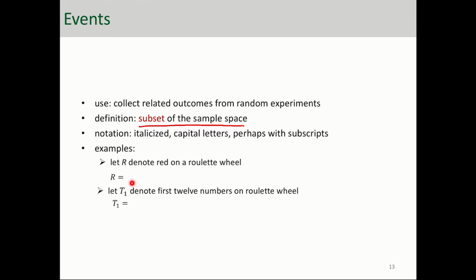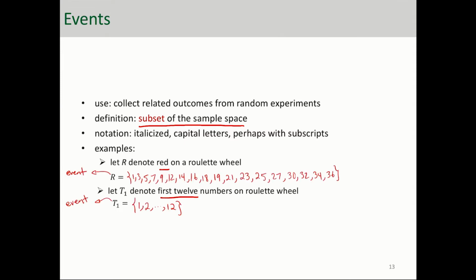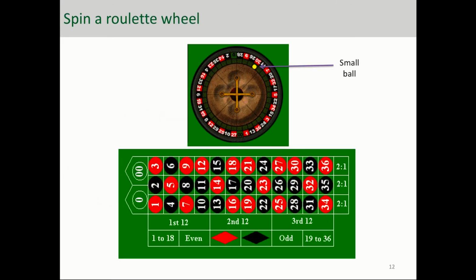I'm going to ask you to pause the video and write all the outcomes in the event red and the event first 12. Now, these are the outcomes that exist in this event, red and first 12. You can now think of many different events that are different subsets of the sample space, and these events can have some sort of relationships with each other.